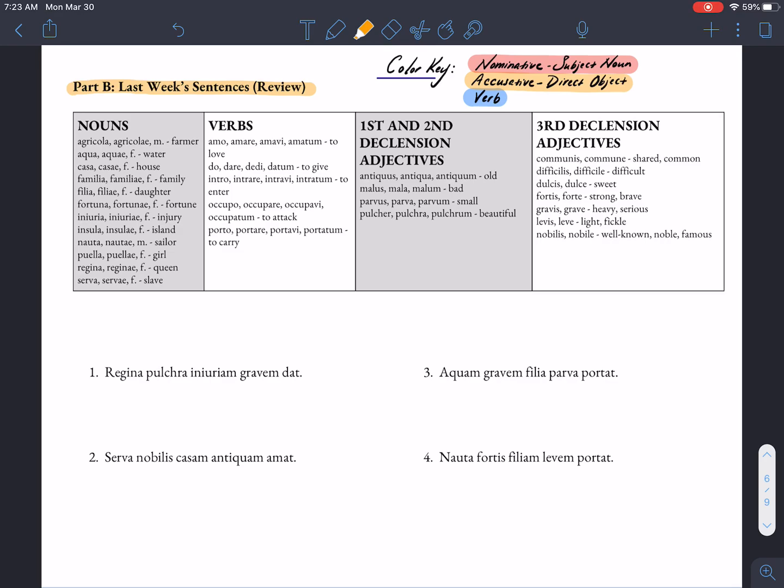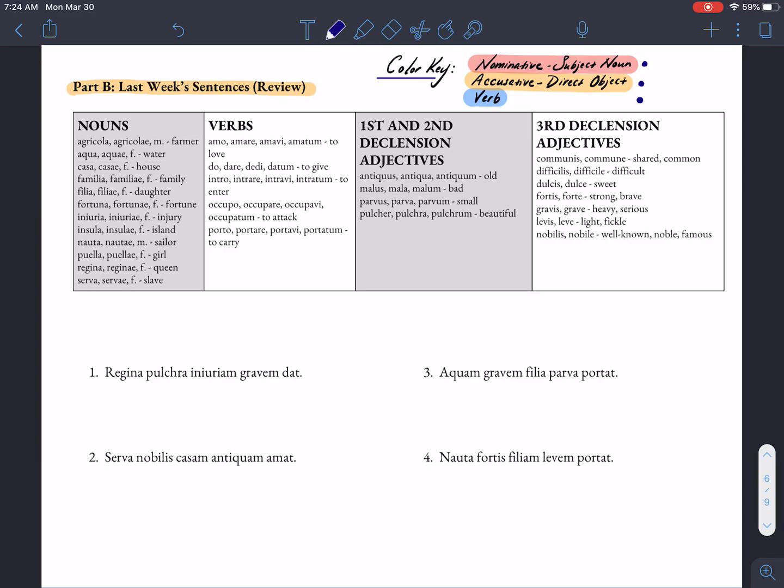Now, I got a couple emails indicating a little bit of confusion on how to do this stuff. So what I figured we'd do this week, I created a color key, which you can see in the top right-hand corner of the screen. This key has to do with case. Any word that's in the nominative is going to be highlighted red and marked up. Any word that's in the accusative case is going to be orange. And any word that's a verb, rather, is going to be marked up as blue.